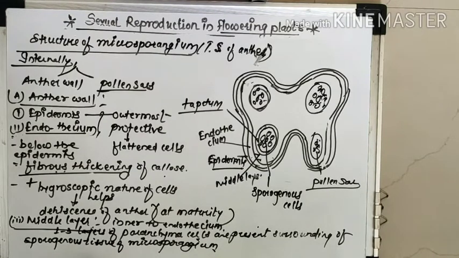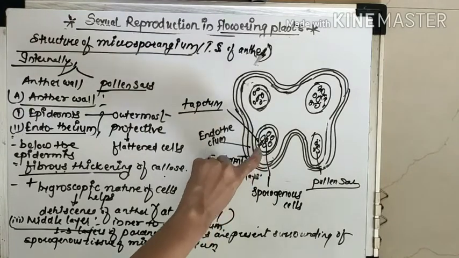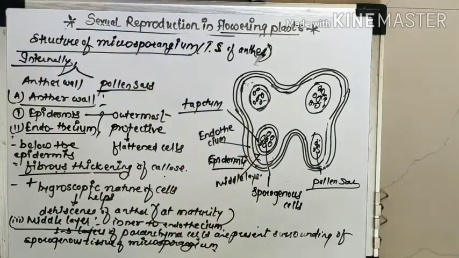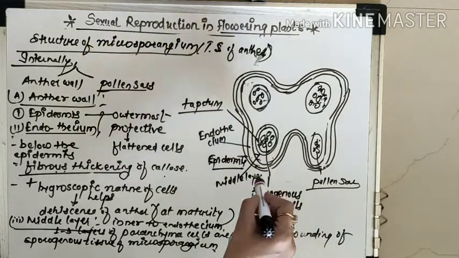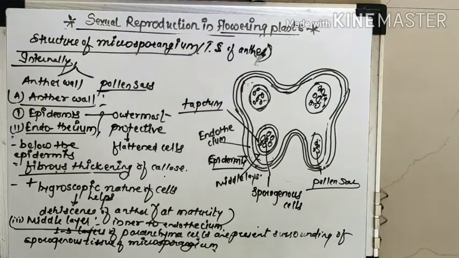Okay, so here in the middle layer you can see this layer. This middle layer is present inner to the endothecium, and in this layer 1 to 3 layers of parenchyma cells are present, and that is surrounded by the special cells that are called sporogenous tissue of the microsporangium.